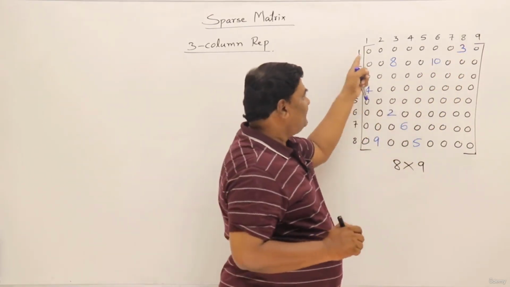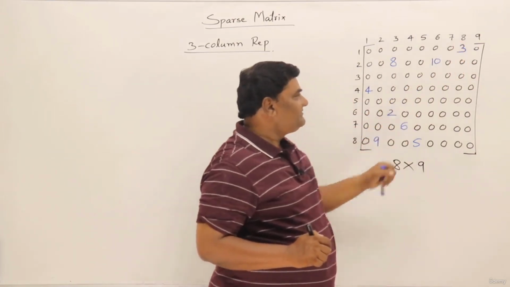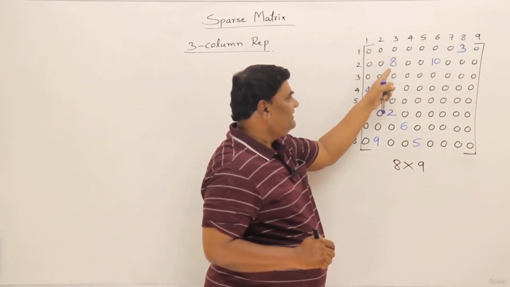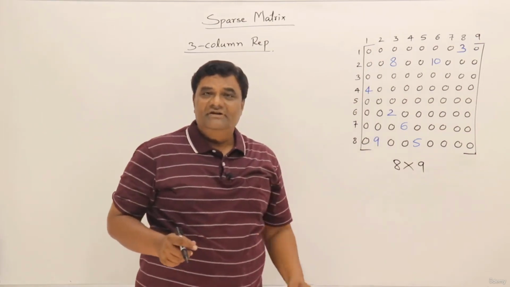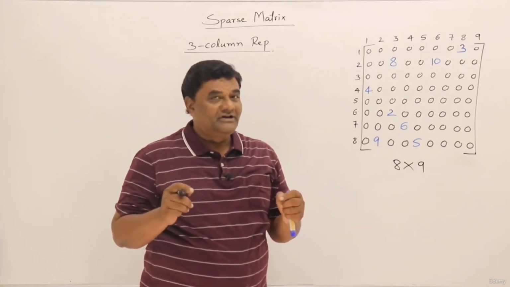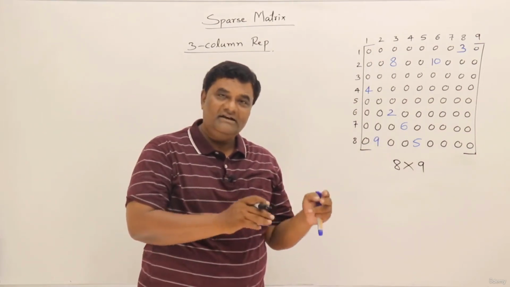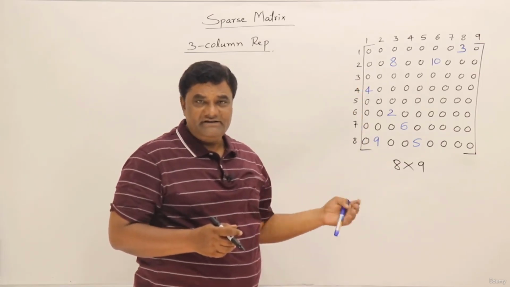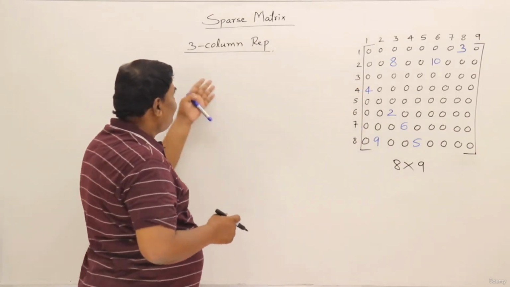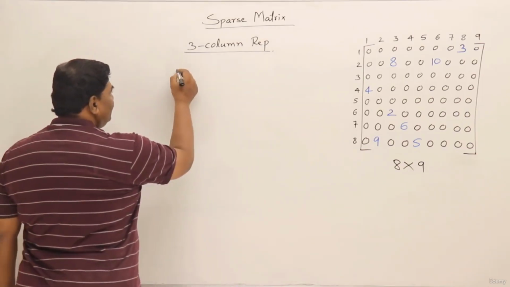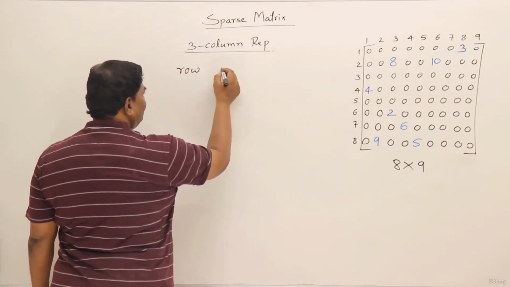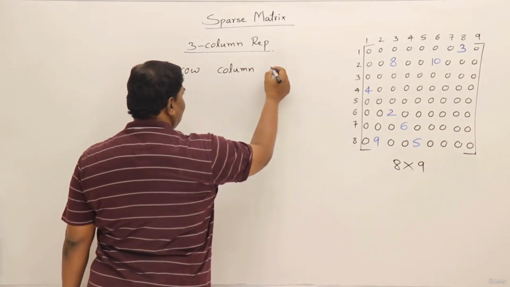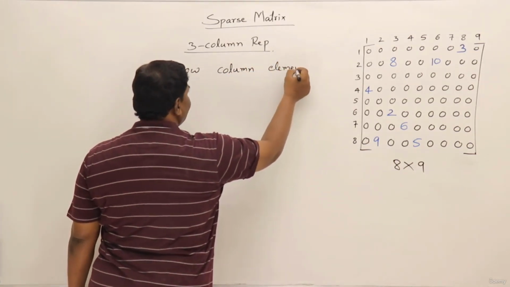So for 3, row number is 1, column number is 8 and the element is 3. For 8, this one, row number is 2, column number is 3 and the element is 8. So we will have a tuple of 3 values, that is row number, column number and the element. So we can have the list of tuples, so we can call them coordinates, or we can represent them in the form of 3 columns. First column is row, the second column is column number and the third one is the element itself.